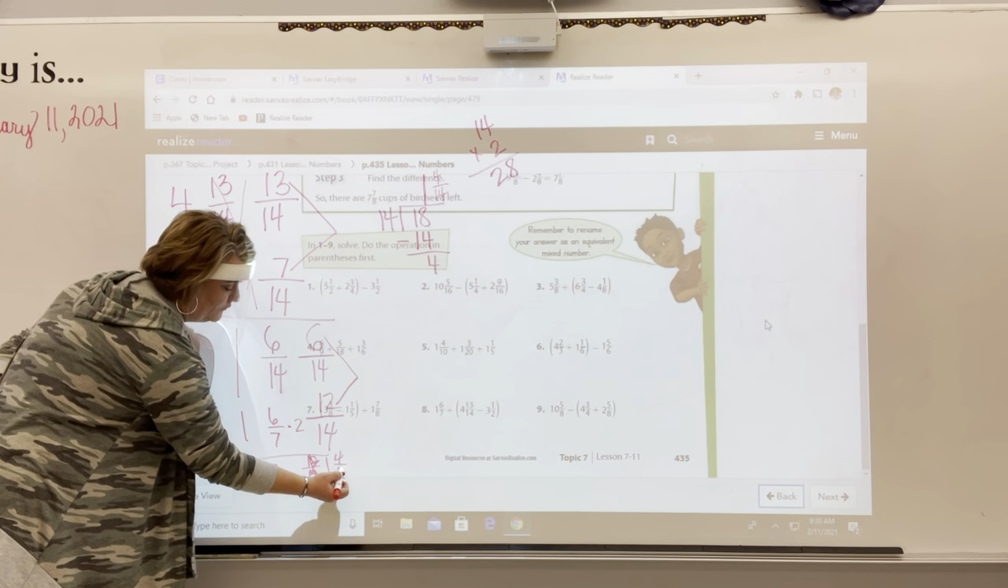Well, what can go into both 4 and 14? Hold on. First off, name numbers that get me 14. What times what gets me 14? Seven. Can seven go into four? No. That won't work. Seven, what's another number that'll get me 14? Seven times what? Two. Will two go into both of those? Okay, how many times can two go into four? Two. How many times can two go into 14? Seven. There's your answer. 3 2/7.